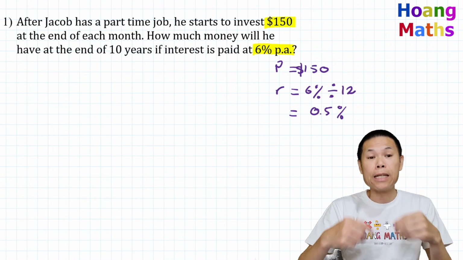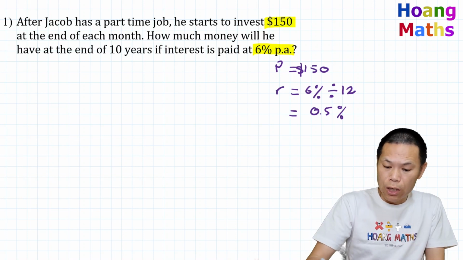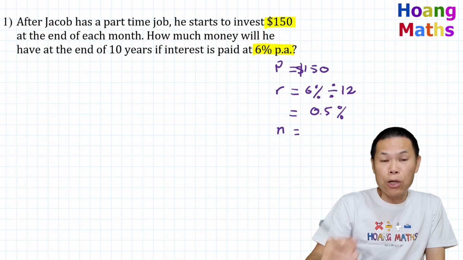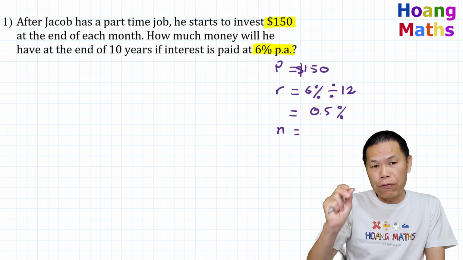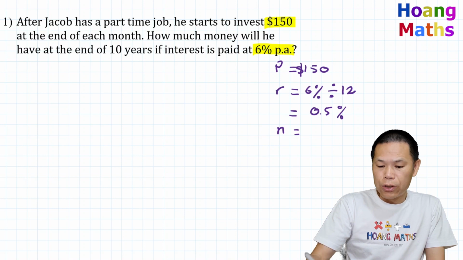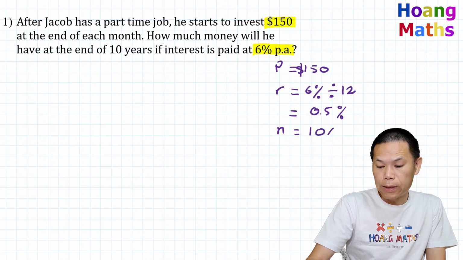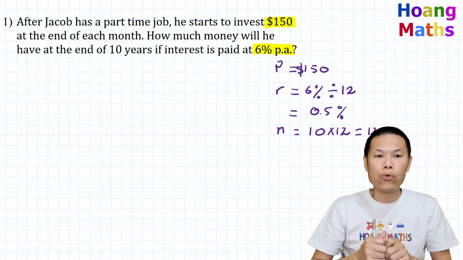So n is the number of times that he deposits. Because he invested $150 each month, 10 times 12 is 120. So now let's just go through the process.